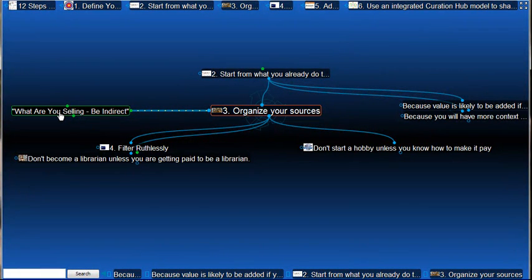Again, you're going to find that what are you selling, be it indirect or direct, is the number one thing that will connect all of the pins on this particular brain, because this is what people forget. Again and again, I find people getting caught up in curating for the sake of curating. That's almost like marketing for the sake of marketing. Some marketers can do really well marketing, but most of them fail.